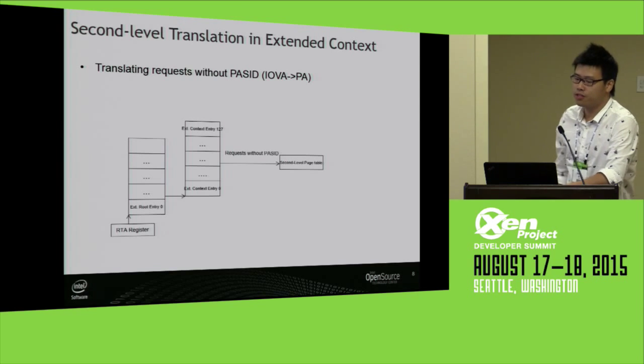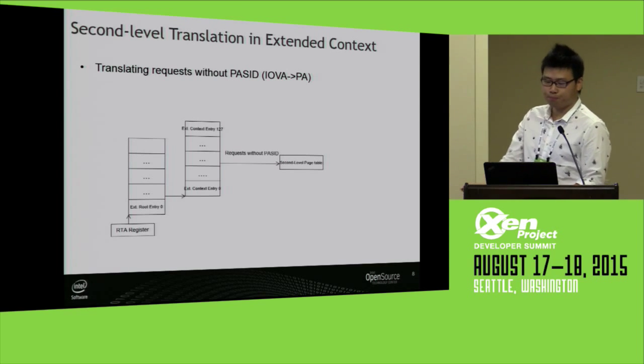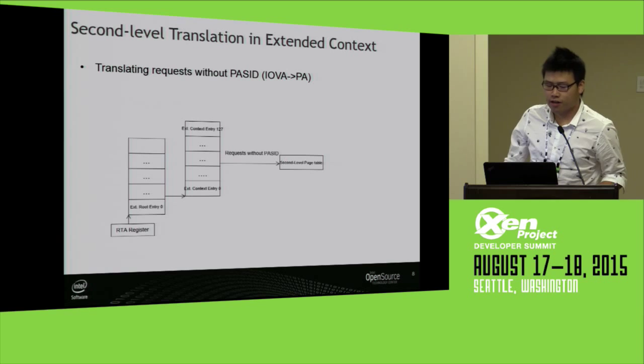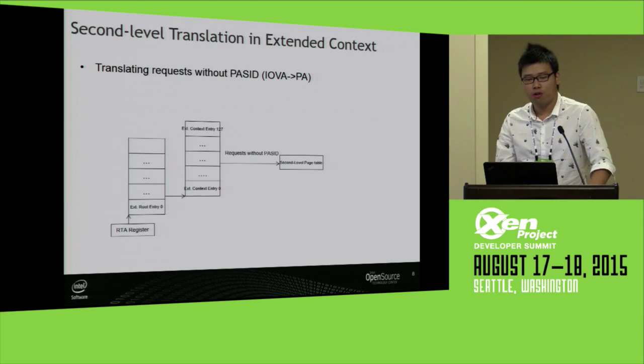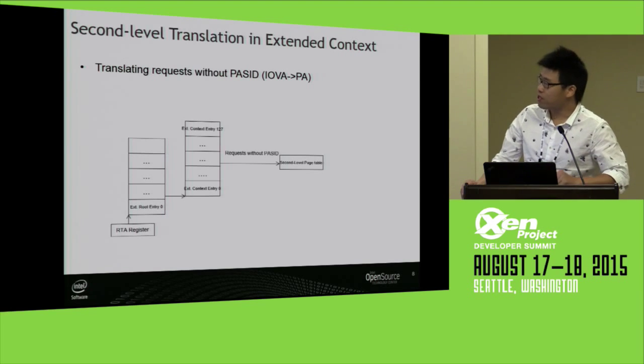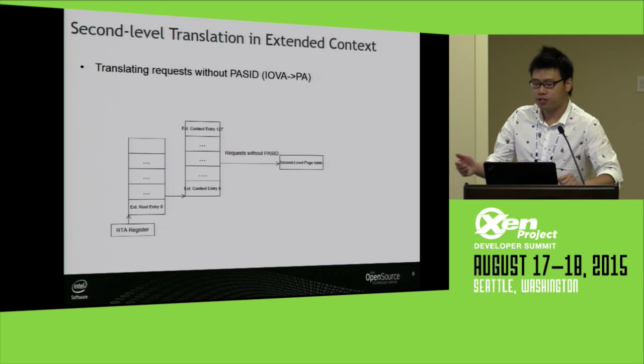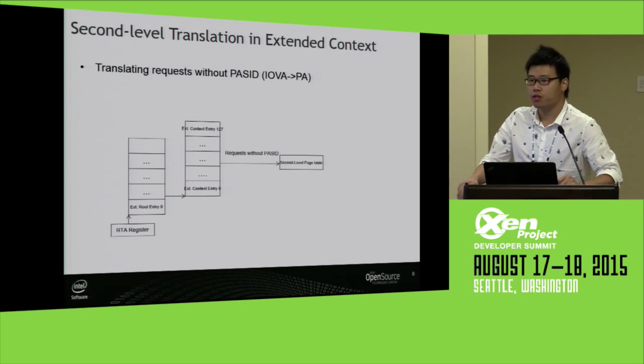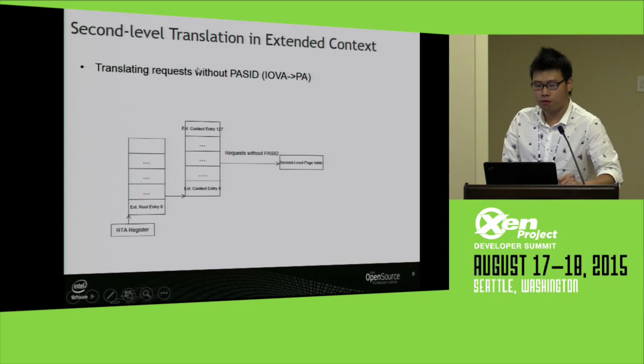This slide shows the second level translation in the extended way. In fact, there are 2 scenarios for this second level translation. This slide shows the first scenario. It is used for translating the request without pass ID. So this is how the VTD hardware works today. This kind of DMA request is without pass ID, and it uses the physical address.